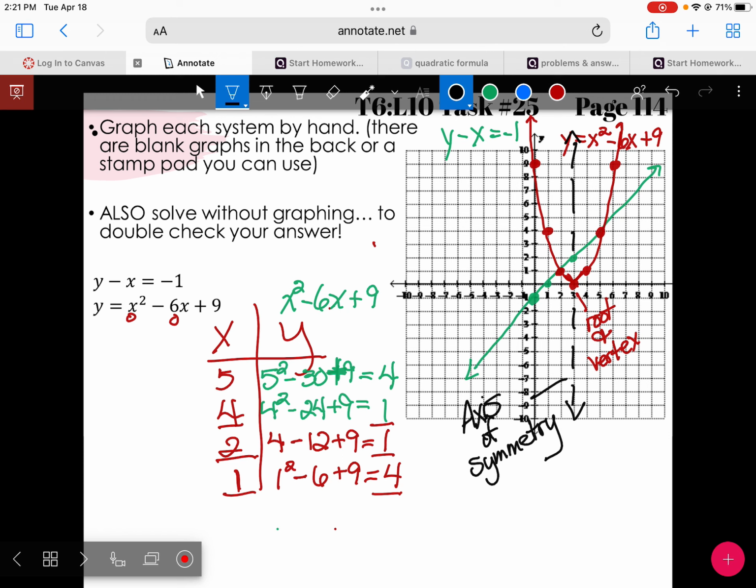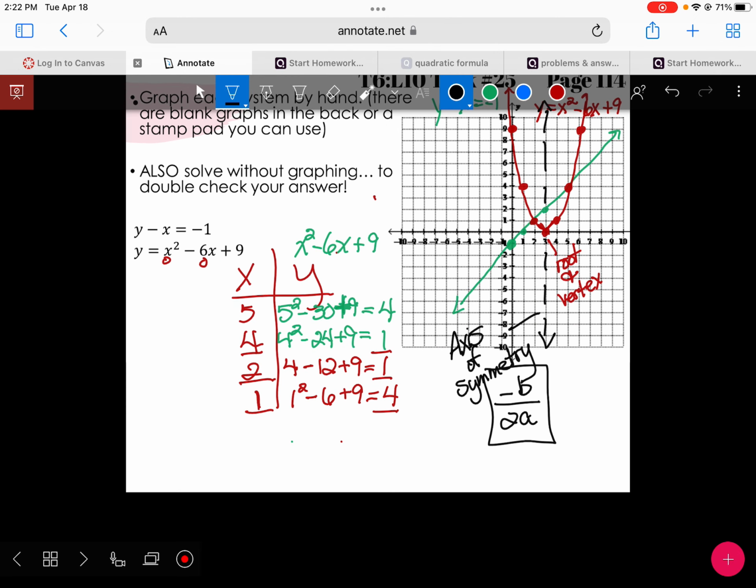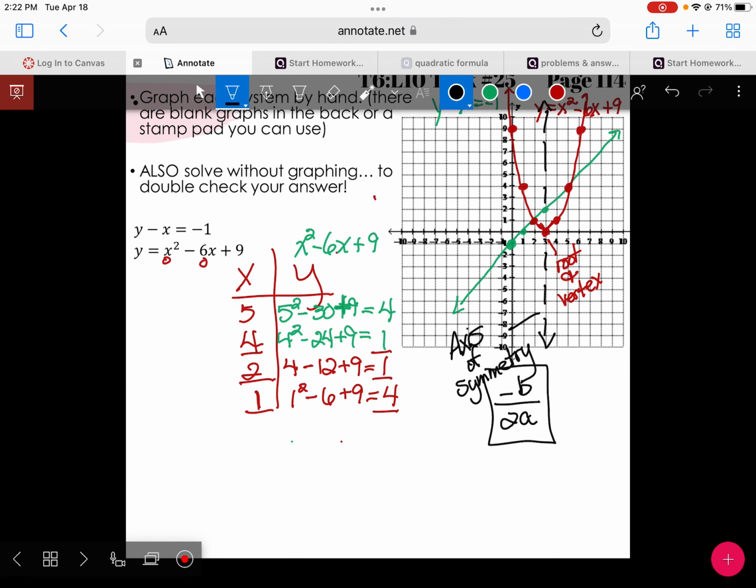If you want to find where your vertex is, you need to find the axis of symmetry. Axis of symmetry, you may or may not recall, is opposite of B divided by 2A. This is important. That might come in handy on the test. Again, there are many ways to do these problems. Now, axis of symmetry. My A was 1. My B was negative 6. My C was 9.